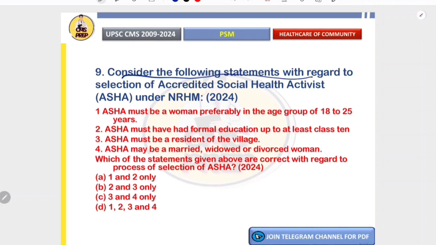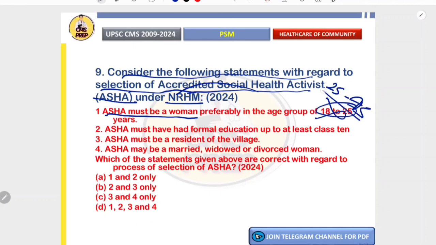Consider the following statements with regard to selection of Accredited Social Health Activist, or ASHA, under NRHM, that is National Rural Health Mission. ASHA must be a woman, preferably in the age group of 18 to 25. It is incorrect. She can be between 25 to 45 years. ASHA must have formal education up to class 10. This is also incorrect because the minimum education is up to class 8th, not up to class 10th.